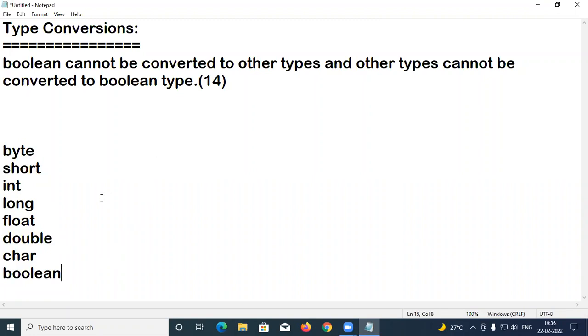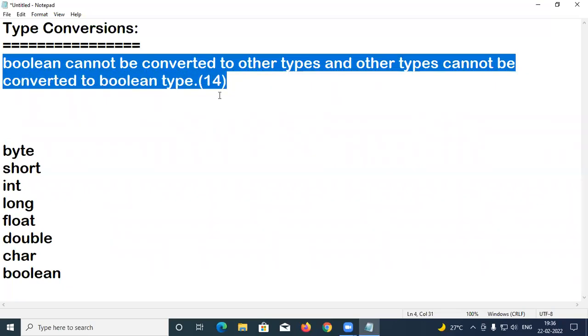Now these are the 14. But which are the 19? Which are the 23? That I'll explain. But why did they make it like this? If all are done by the system, it is better, no? If all are done by the system, the programmer need not worry about conversion. I'll explain that, why they made it like this.